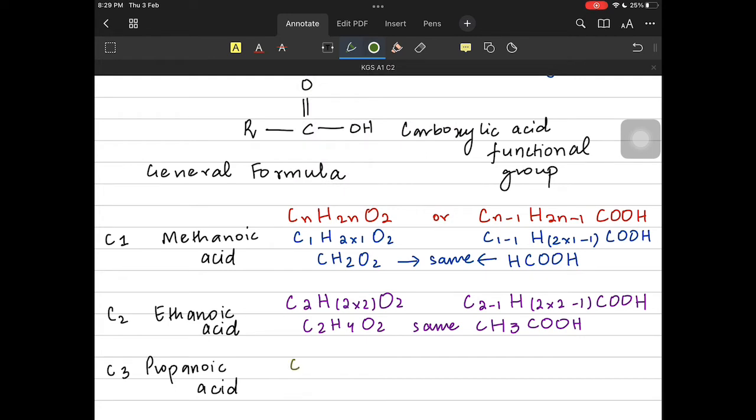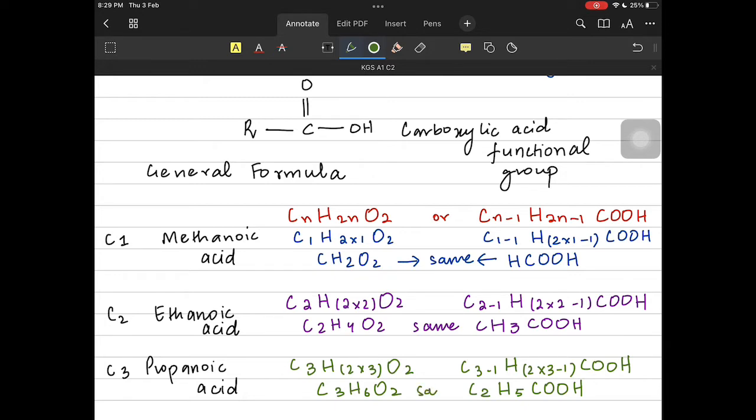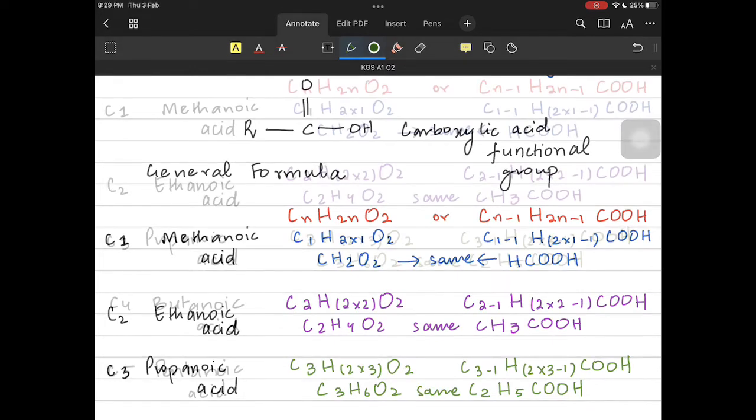You could pick any formula based on your choice. For propanoic acid, n is equal to 3. So it's C3H(2 times 3) and then O2. It becomes C3H6O2. You could use another general formula, which is the bigger one, and you could say it's 3 minus 1 for C. Hydrogen becomes 2 times 3 minus 1, which means 6 minus 1, then COOH is the constant value. So it becomes C2H5CO2H. That is also propanoic acid. That has the same meaning over here.